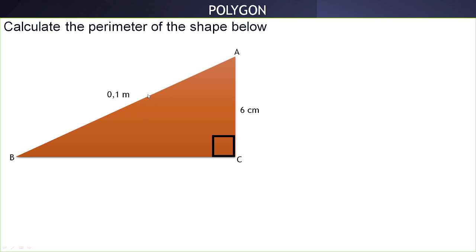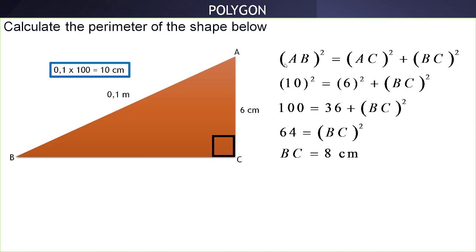So the hypotenuse is given as 0.1 meters. We need to convert that to centimeters. And how many centimeters are there in a meter? We have 100. So we multiply 0.1 meter by 100, and that will give us 10 centimeters. Now that the hypotenuse is expressed in terms of centimeters, and AC is also expressed in terms of centimeters, we can use Pythagoras. So AB squared will be equal to AC squared plus BC squared.